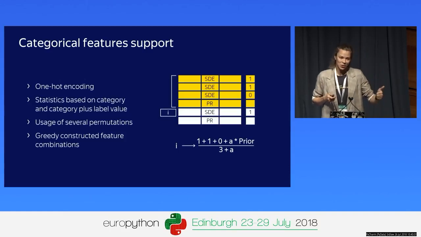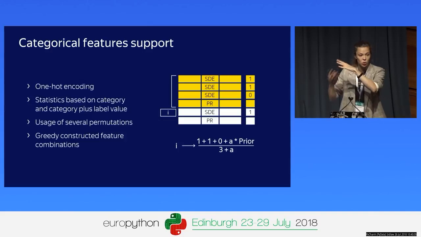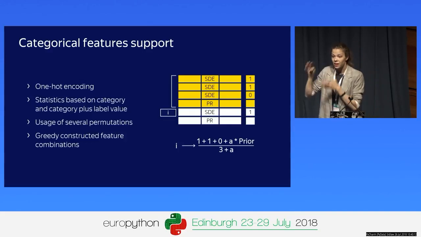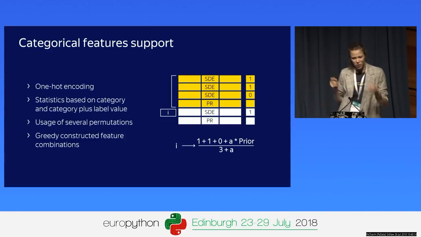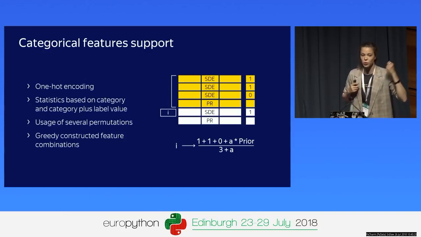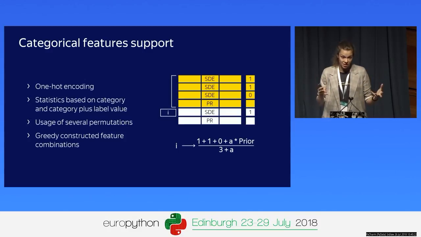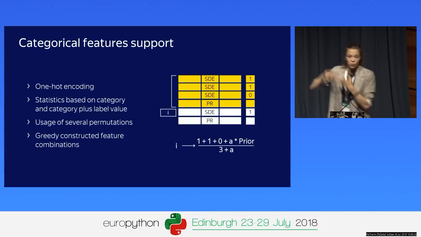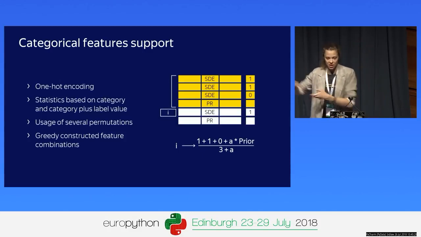So the first thing is one-hot encoding. Other libraries also do that. And then we have this whole set of things that we are doing with categorical features that are more sophisticated. And these things give a very large boost in quality. So one-hot encoding we do for features that have a small number of values. For high cardinality features, we calculate statistics based on label values of the objects with this category value.